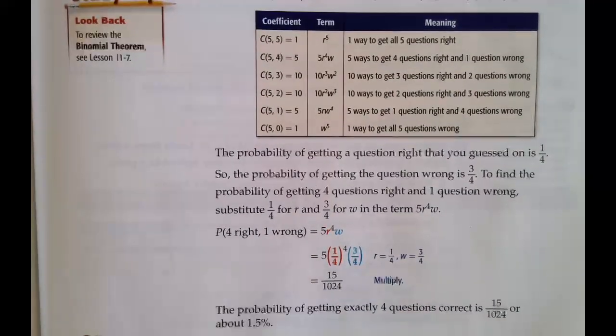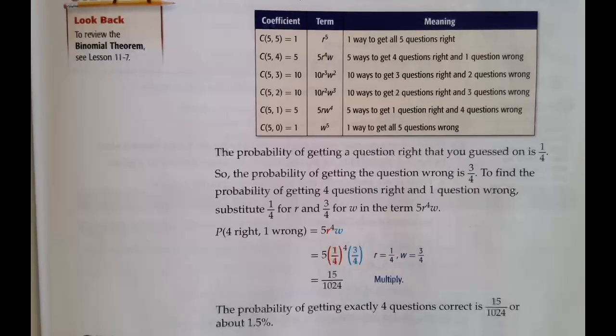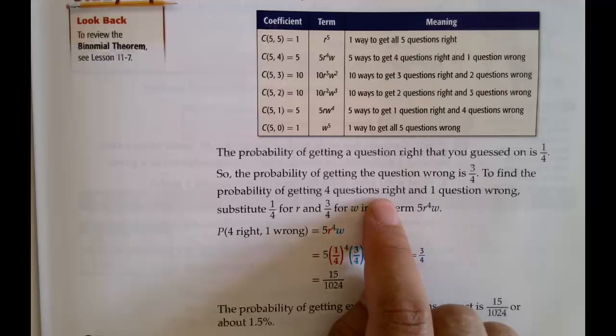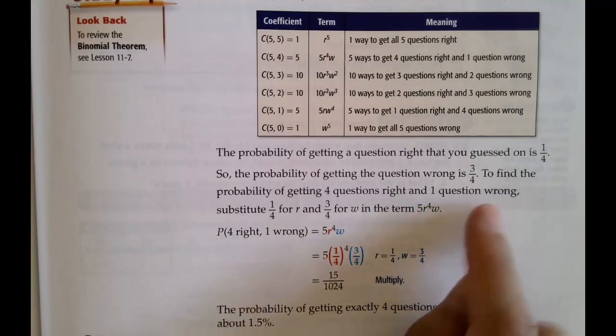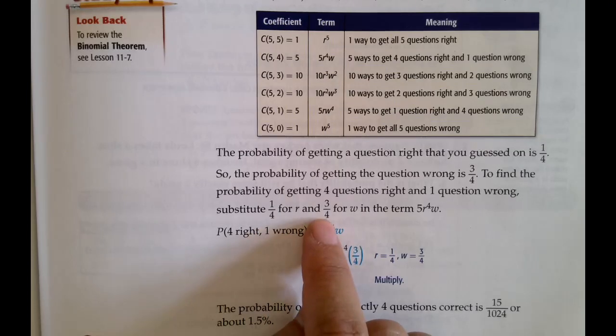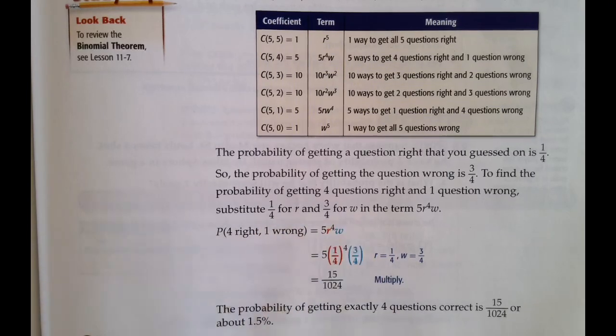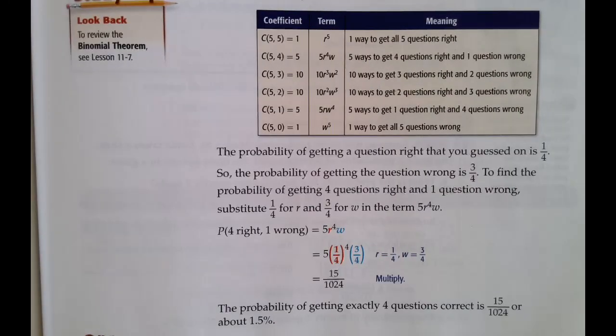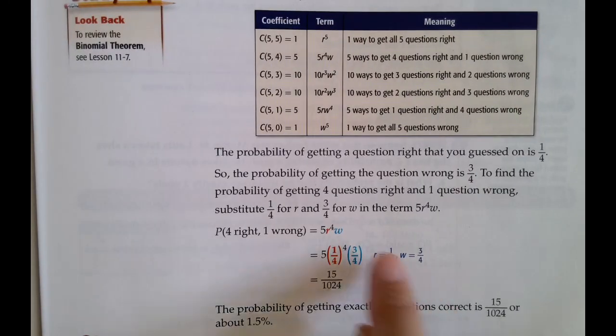So the probability of getting a question right that you guessed on is 1 out of 4. So the probability of getting the question wrong is 3 out of 4. So to find the probability of getting 4 questions right and 1 question wrong, you substitute 1/4 for R and 3/4 for W in the term 5R to the 4th W. So then plugging in for R and then W, you get this.